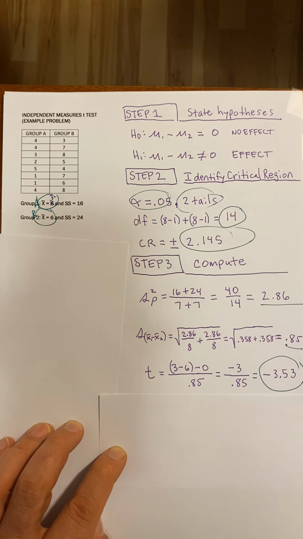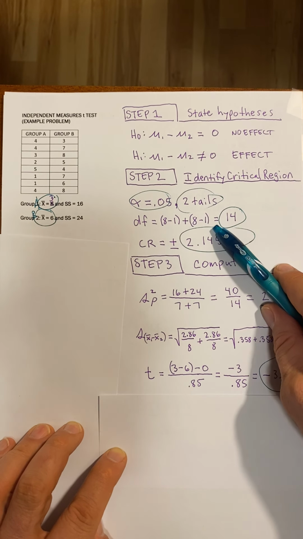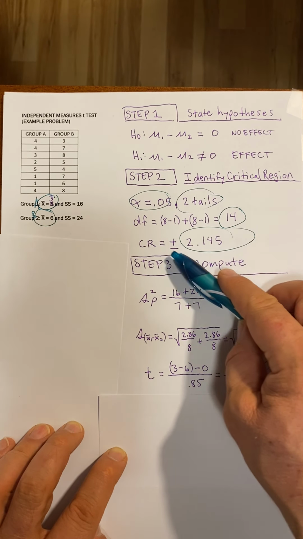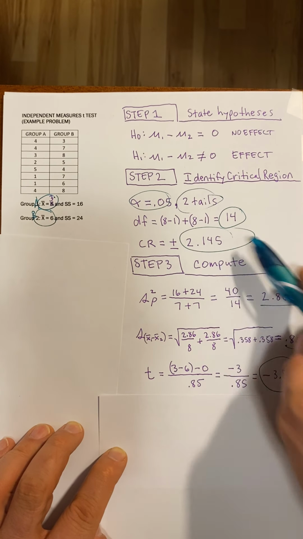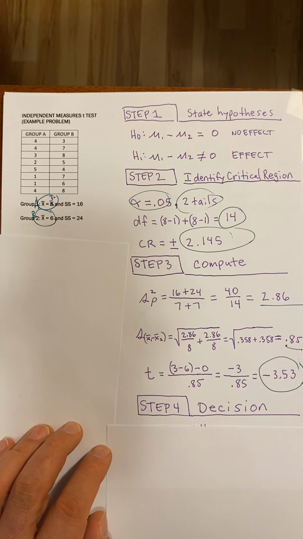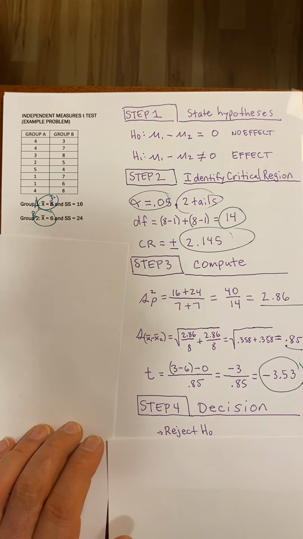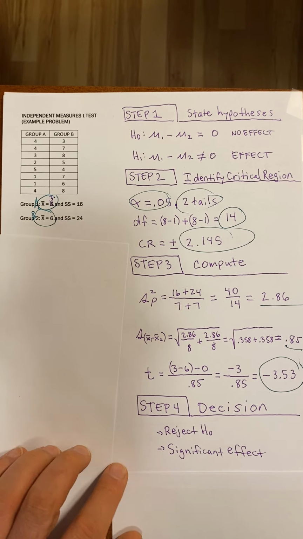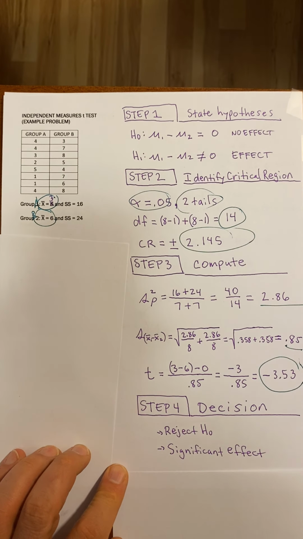Remember, now what you're doing is you're comparing this t to this t. And you're asking, is this t bigger than this t? In this case, we're saying that it is. Negative 3.53 is bigger than negative 2.145. Because this is bigger, in step 4, when we go to make a decision, we're going to conclude that we should reject the null hypothesis and we should say that we have a significant effect.